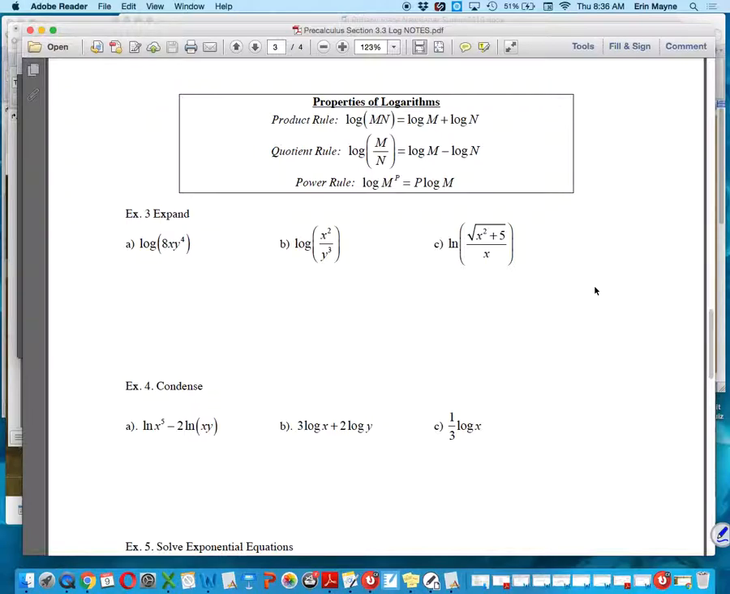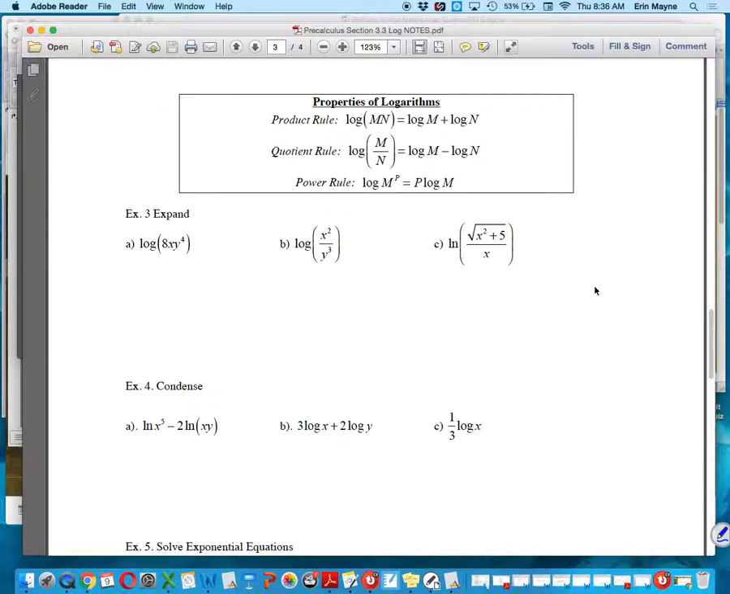The log of a single product is the sum of two logs. You see that top property? The log of a single quotient is the subtraction of two logs. And then when you have a power on the log, it can come out as the coefficient.